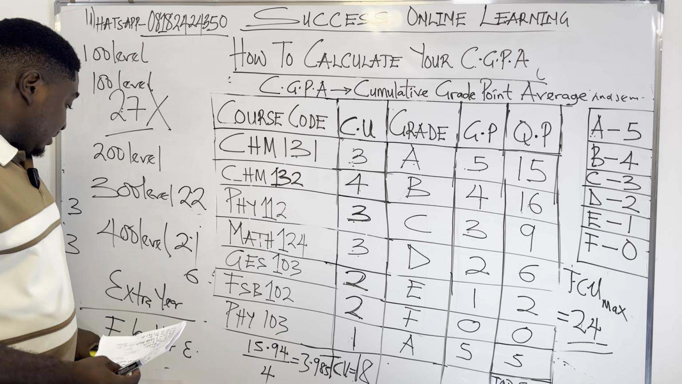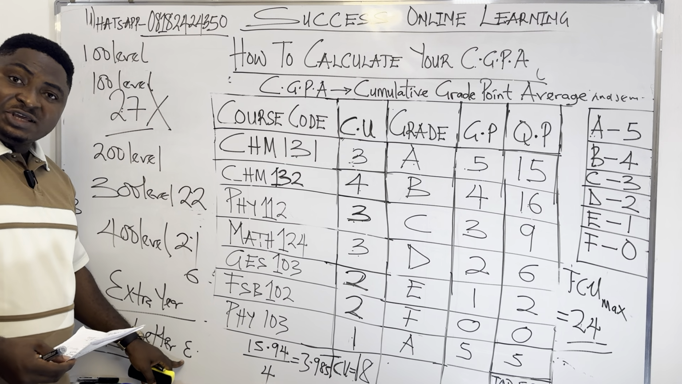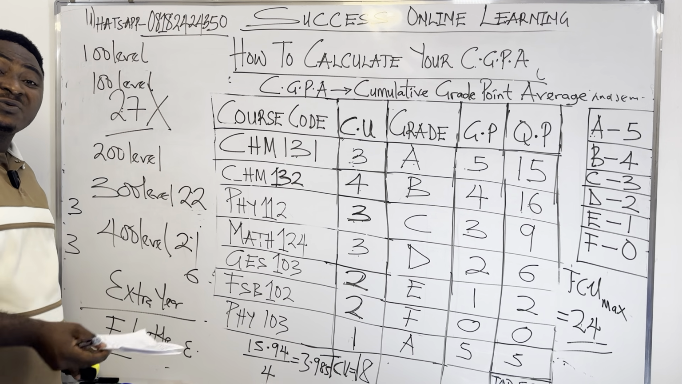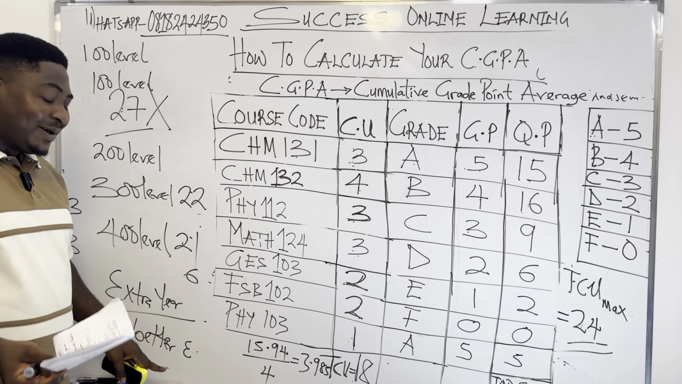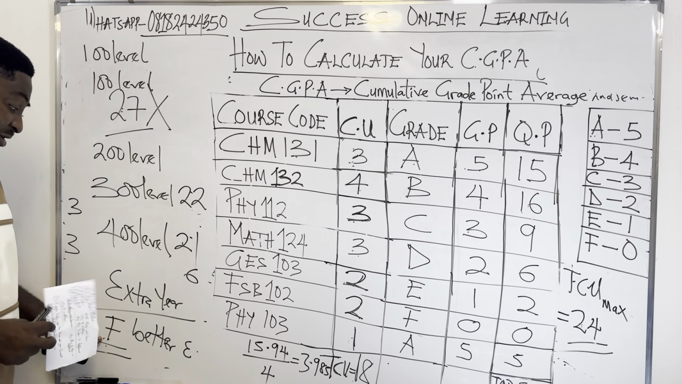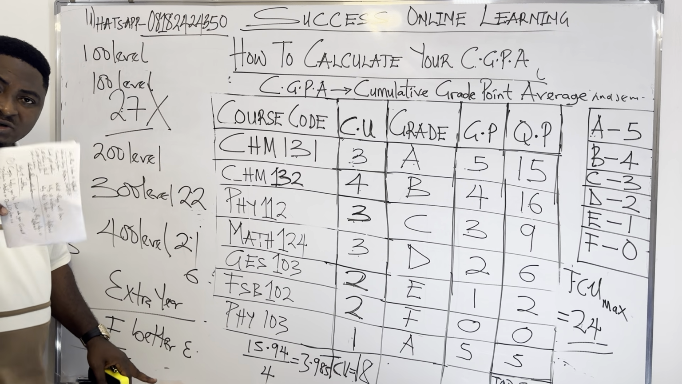You can see why F is better than E. Why is it better to get an F? That it is better to fail the course than to get an E. If you get an E, you don't have a carryover. But I'm telling you that having a carryover is better than getting an E. I'll show you in the next video.